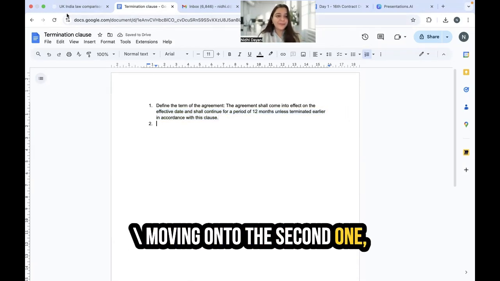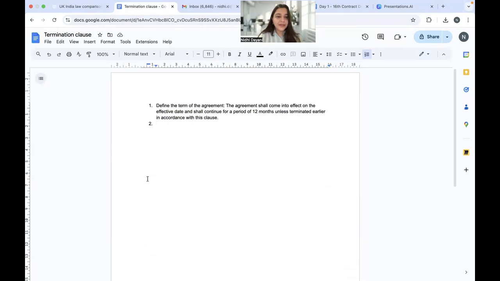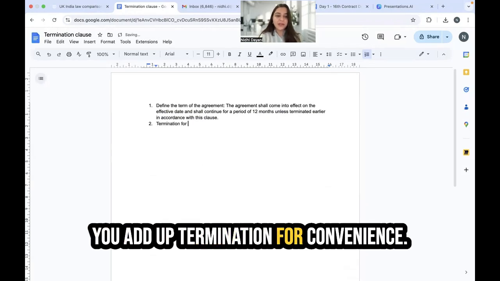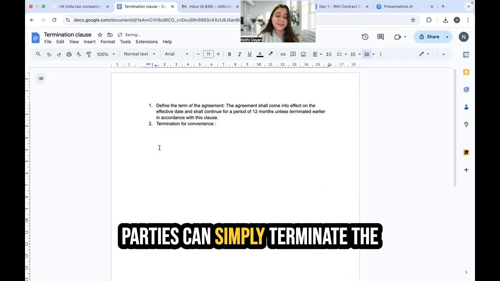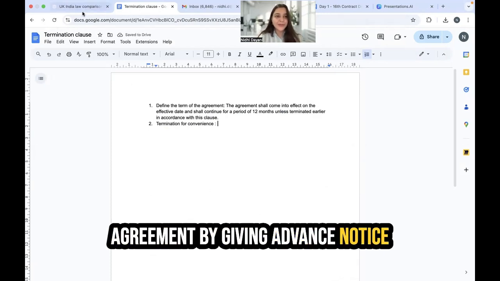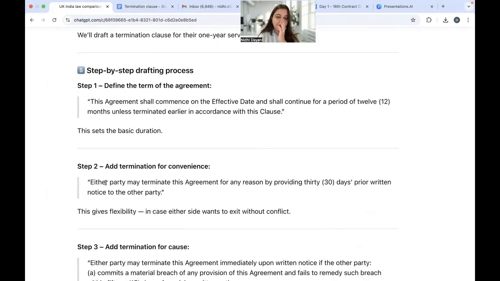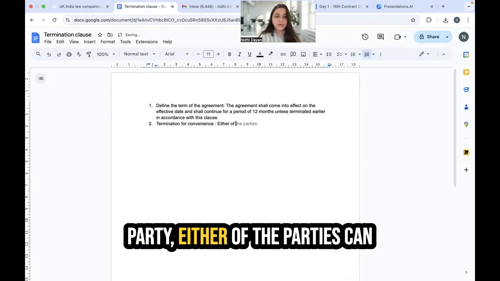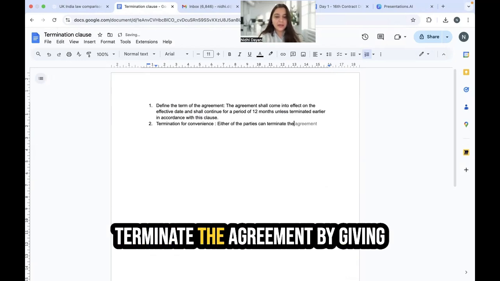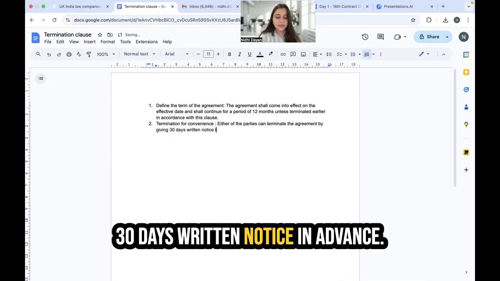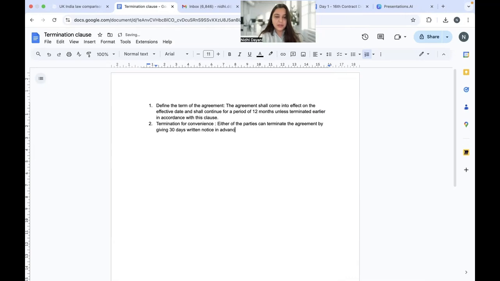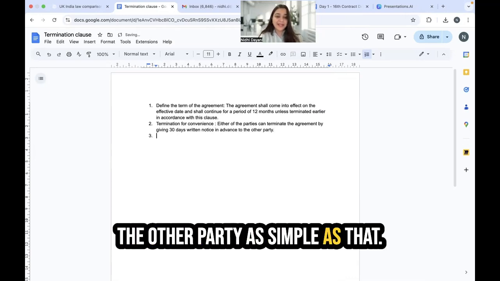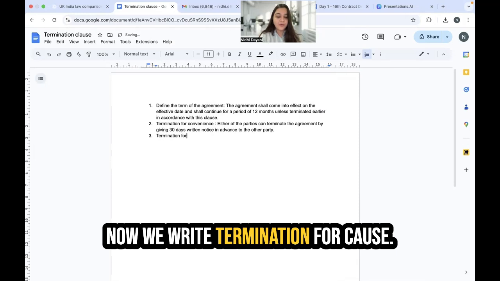Moving on to the second one. You add a termination for convenience. This is when either of the parties can simply terminate the agreement by giving advance notice. So we can simply write either of the parties can terminate the agreement by giving 30 days written notice in advance to the other party. As simple as that.